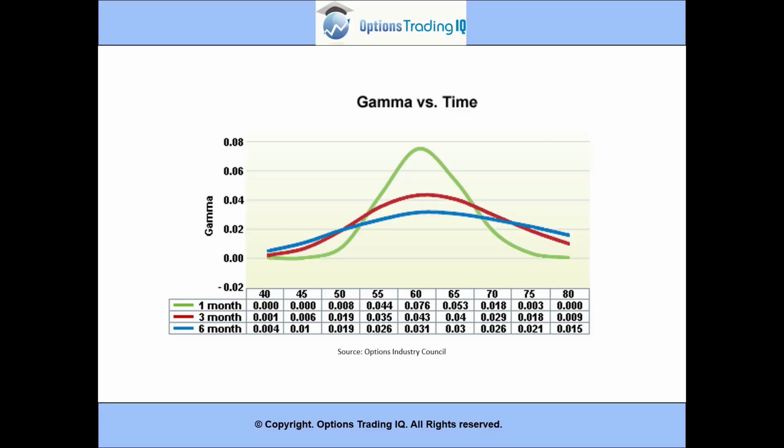Here we can see a graph that illustrates the point. The blue line is a 6-month option, has quite low gamma. The 3-month options have a bit higher gamma, and the 1-month options have really high gamma. And if we added a weekly option into this, the gamma chart would be even more steep as well.